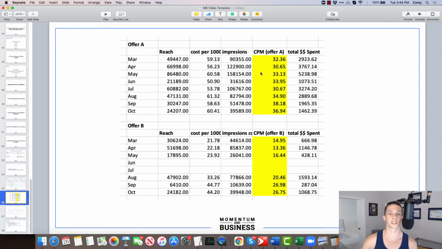I usually don't follow my CPMs. That's one thing I probably should have said in the beginning. I don't pay any attention to these at all. I'm just strictly following my cost per conversion, and I am utilizing cost cap on it.